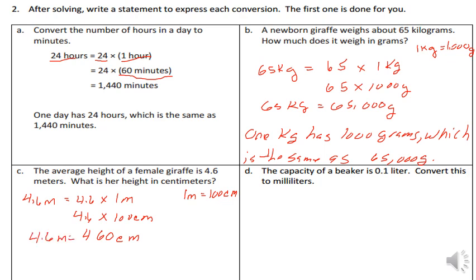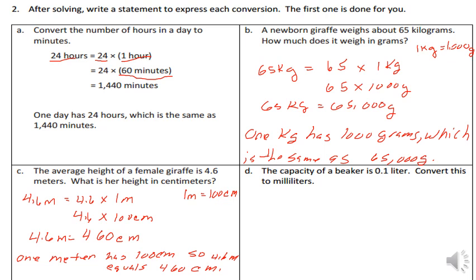So we can say that 1 meter has 100 centimeters. So 4.6 meters equals 460 centimeters.